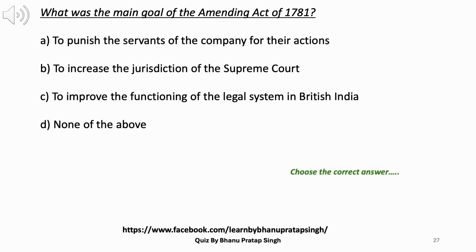27. What was the main goal of the Amending Act of 1781? A. To punish the servants of the company for their actions. B. To increase the jurisdiction of the Supreme Court. C. To improve the functioning of the legal system in British India. D. None of the above. Answer C. To improve the functioning of the legal system in British India.